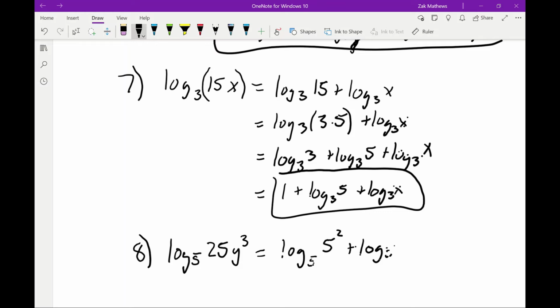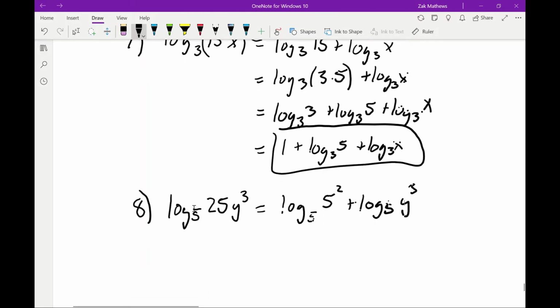Sorry, my pen stopped working there. Clean that up. That's a log base 5 of y cubed. So we've broken apart the 25 and the y cubed as our two different logarithms, both with base 5. At the same time, I've written 25 as 5 squared because I'm trying to factor it down. If I look at that first term, that's another one of our log properties from previous video. That is just equal to a 2. The 3 can multiply to the front, and so we're left with 2 plus 3 log base 5 of y.